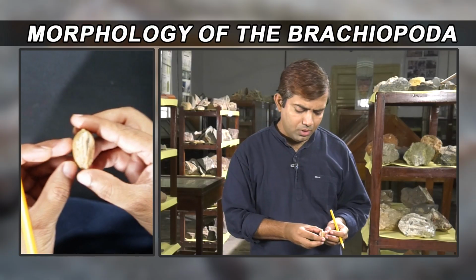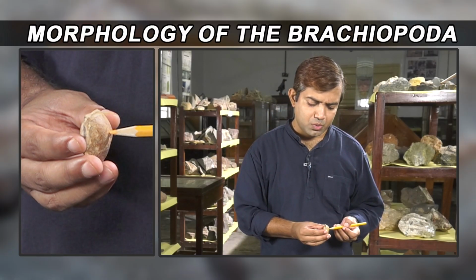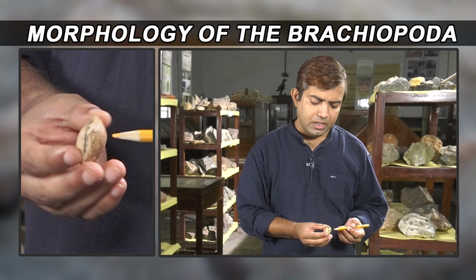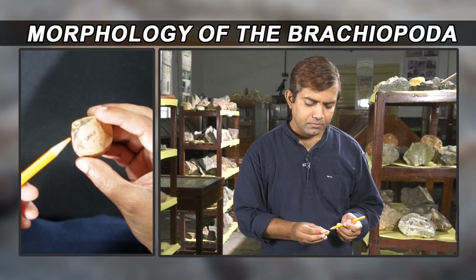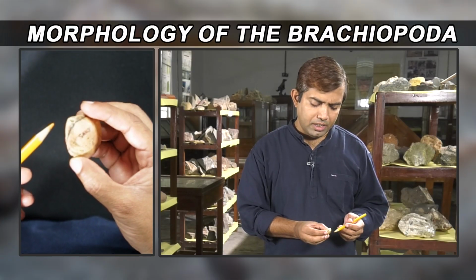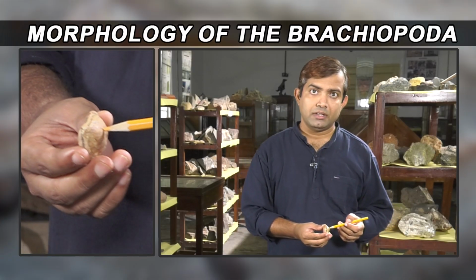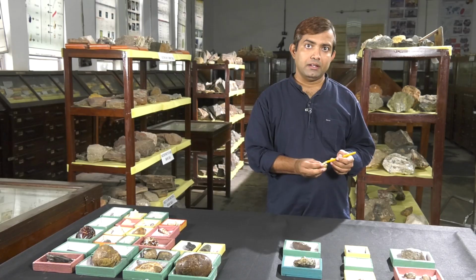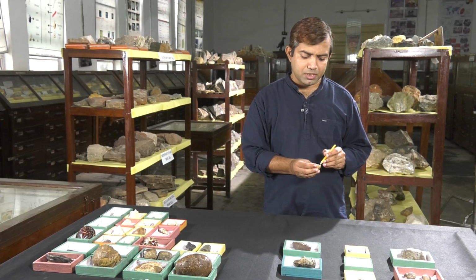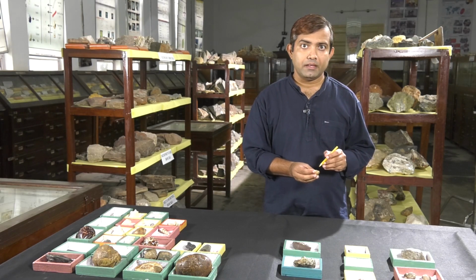So, I am holding the specimen with the two valves. This is one valve, this is the other valve. This one is bigger and this is smaller. So, the bigger valve is called the pedicle valve, and the smaller valve is called the brachial valve. The pedicle valve holds this foramen and this foramen is called the pedicle opening.